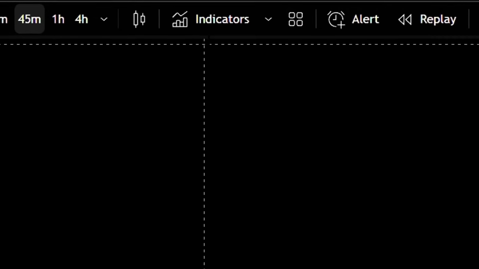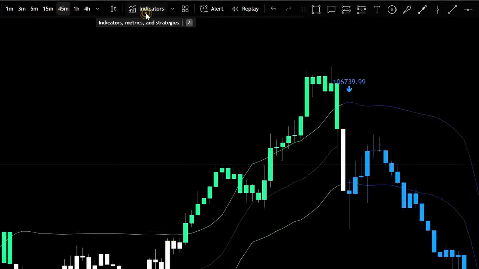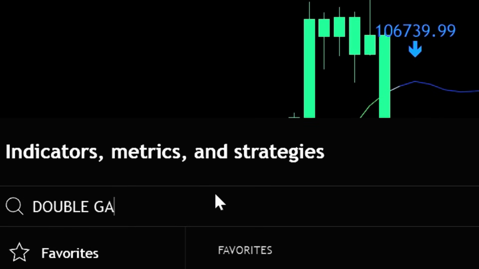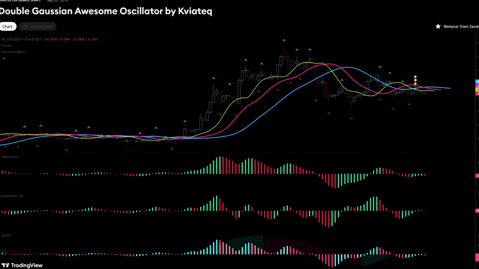Head back to the indicator section on TradingView, click it again, and in the search bar, just type in Double Gaussian Awesome Oscillator. And you'll see it pop up in the results. Click it and it'll add right into your chart. This combo is key to this prints money strategy.